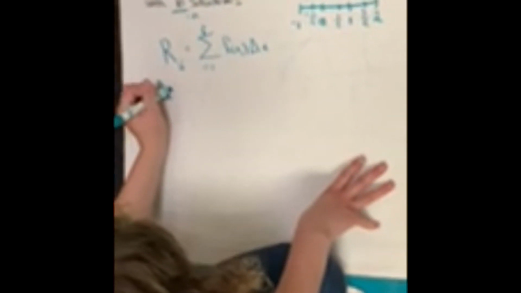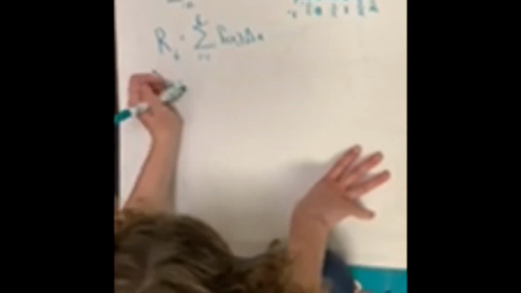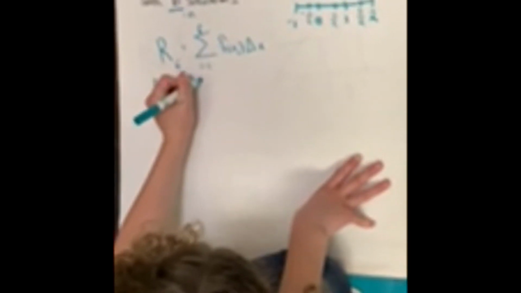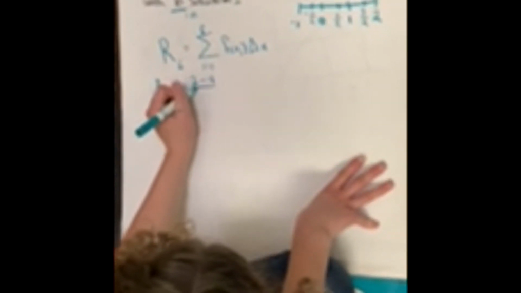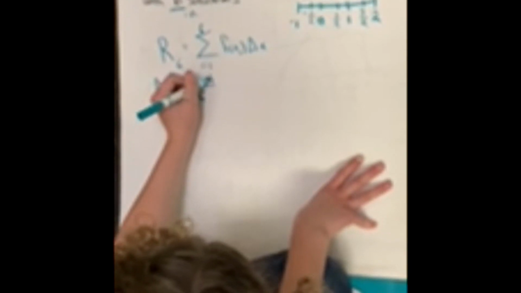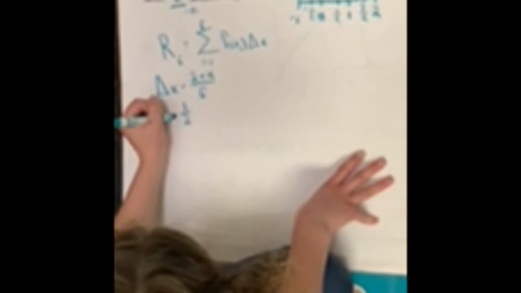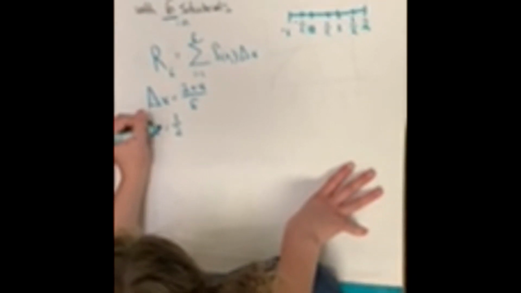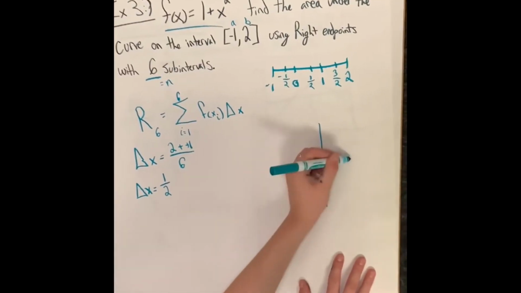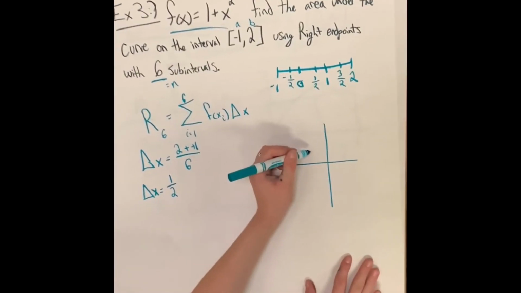Okay, so our change of x, remember, is going to be our b minus a over n. So our b is going to be 2 minus a, which is negative 1, and over 6. So that's going to get us 3 over 6, which is 1/2.